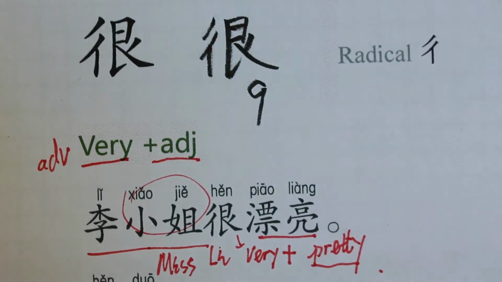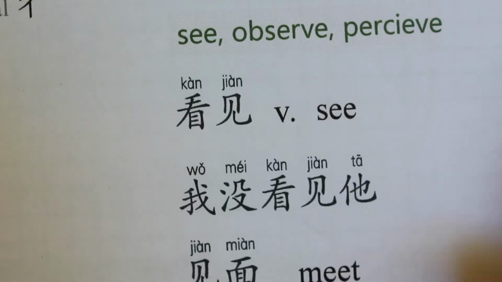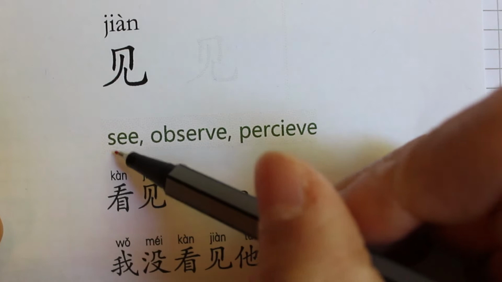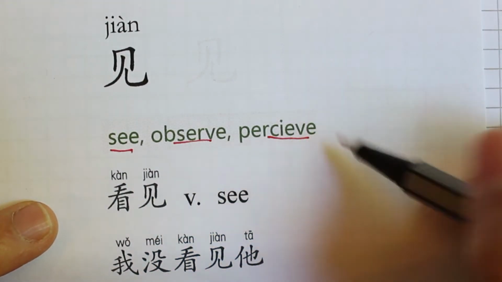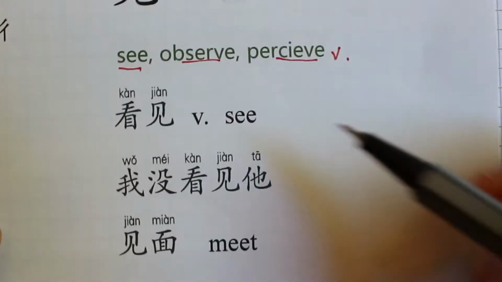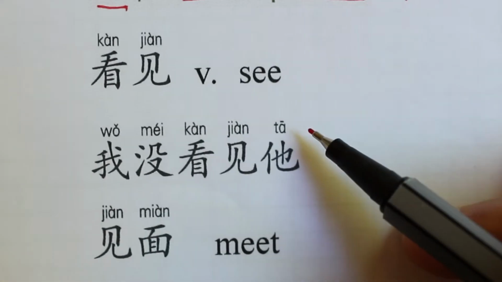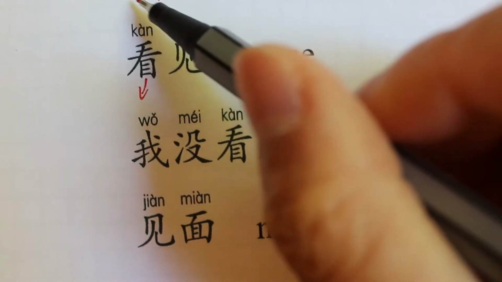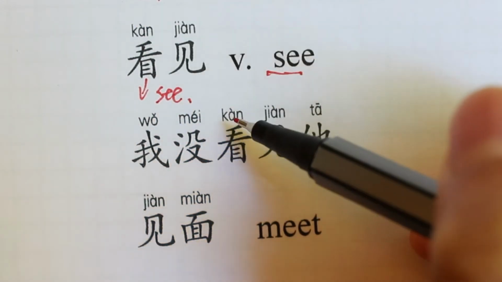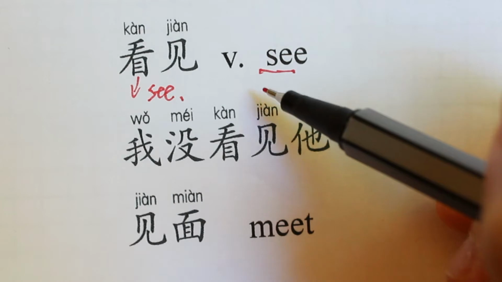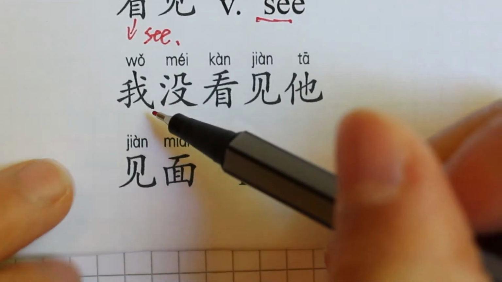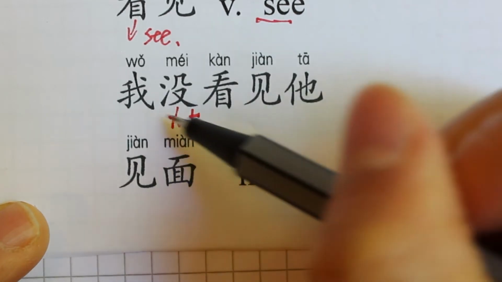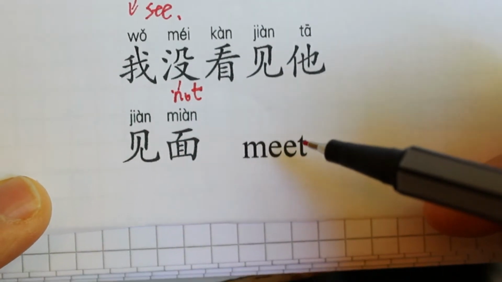很有9画。And the next one is 见。And its meaning is see, observe, or perceive. It's a verb. So the first one, 看见 means see. Actually, 看 also has the meaning of see and watch. 看见 together means see. 我没看见他，没 means not. So 我没看见他 means I did not see him.